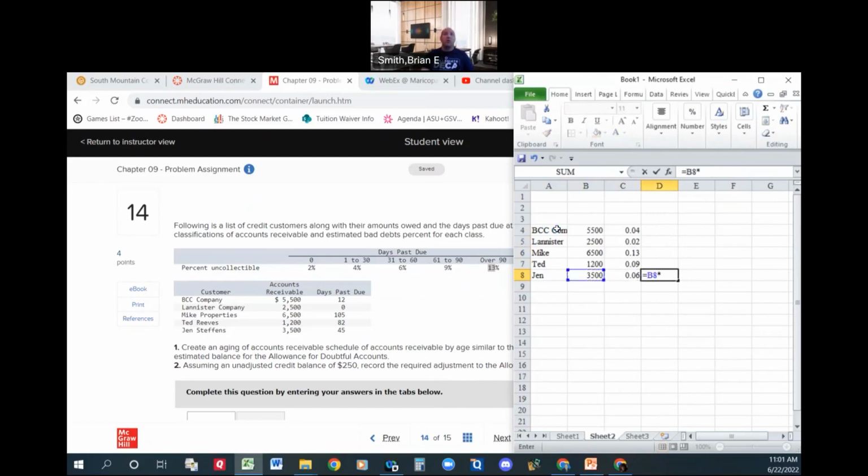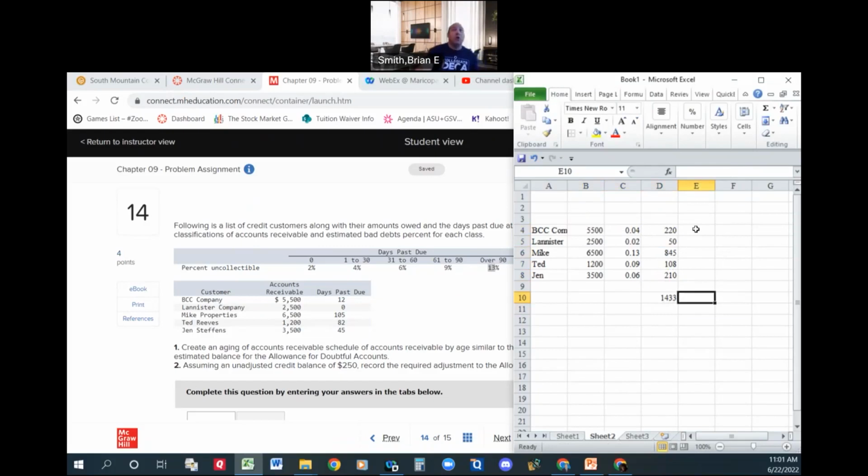What luck. Okay, so what we're doing here is we're going to take the total amount that's owed, multiply it by the percentage that we gleaned from the chart up here, and we're just going to calculate across and multiply the amount that's due times the percent. And what we're going to do is come up with the total sum of this amount. And this is the ending balance of what we need in our allowance for doubtful accounts.